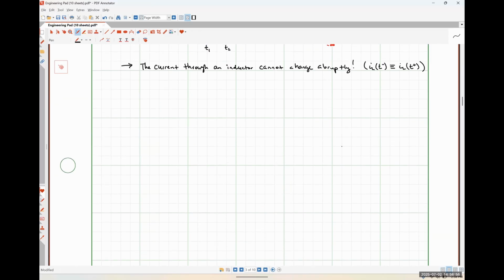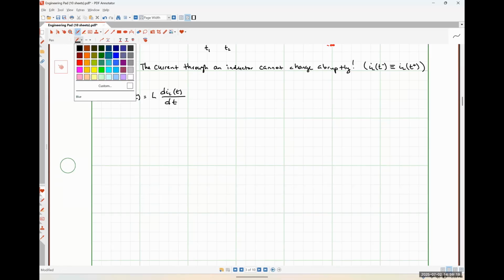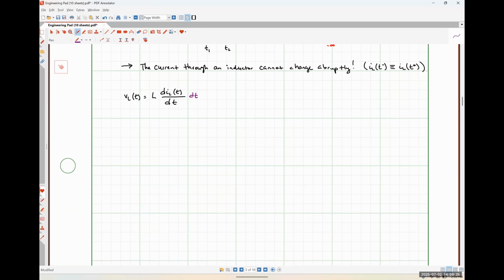So for our second relationship, we're actually just going to take that first one and manipulate it a little bit. Let's start with VL is equal to L di by dt. And I'm going to multiply both sides through by a factor of dt. If anybody has a math minor, you're about to witness some real engineering math here, so I hope it doesn't hurt your feelings too much. So I multiplied both sides through by a factor of dt.